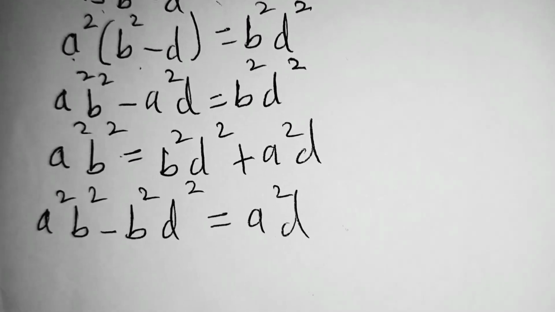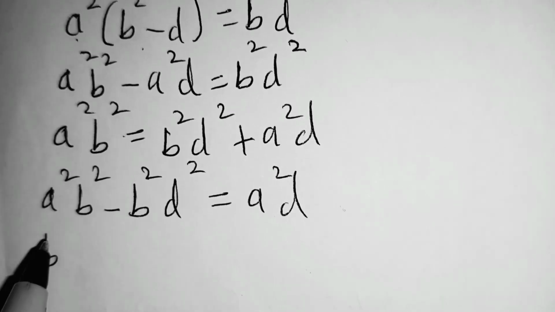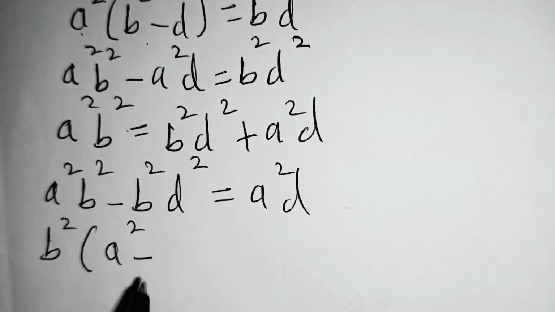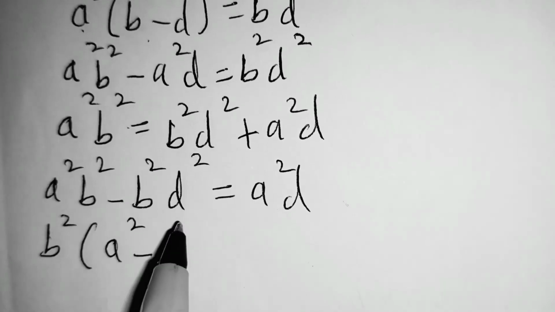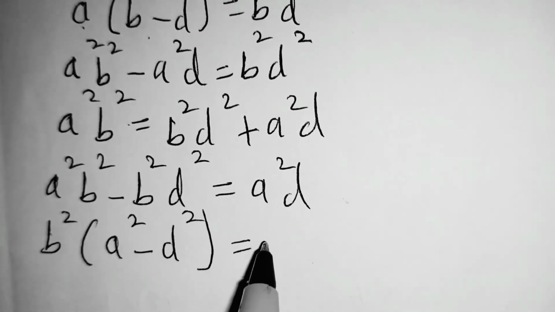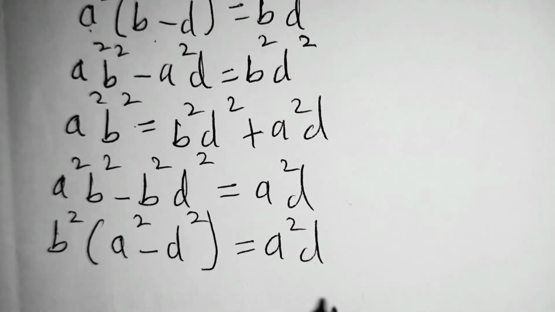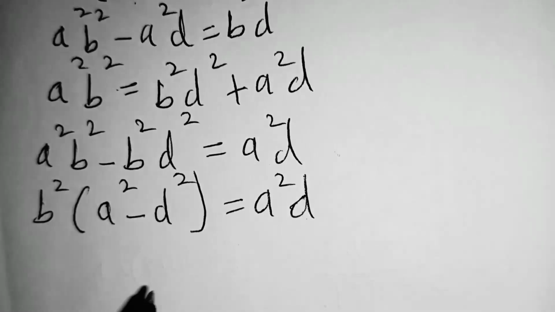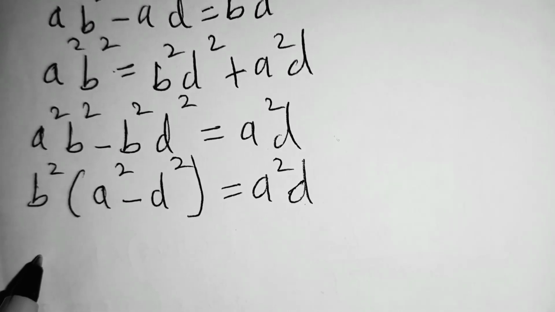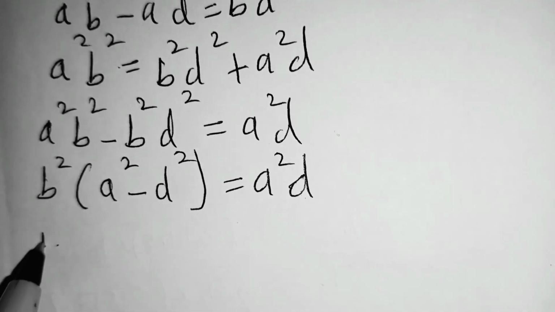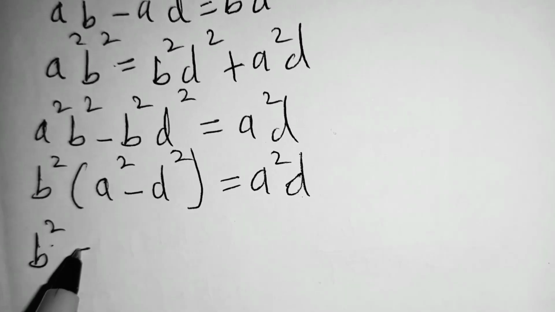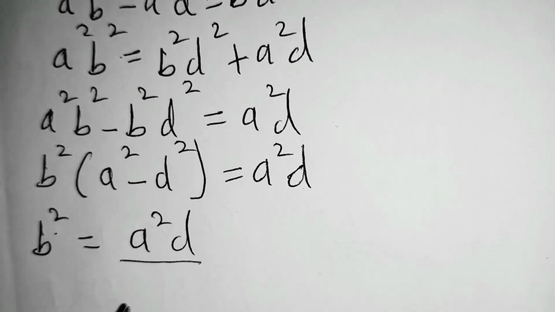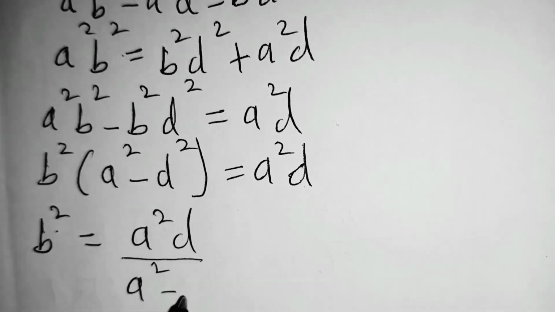Then from there we factorize b squared on the left hand side so that we shall be left with a squared minus d squared, which is equal to a squared d. Then from there we divide by what we don't need. We don't need a squared minus d squared. So dividing both sides by a squared minus d squared, we shall obtain b squared equals a squared d divided by a squared minus d squared.